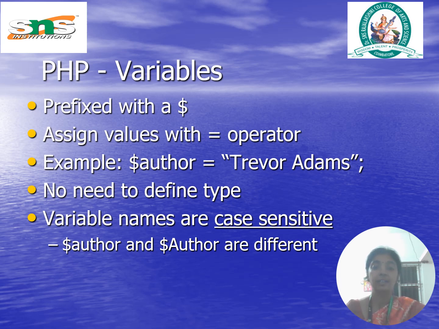Here, the variable names are case sensitive. It will treat uppercase and lowercase differently. The first one is lowercase $author and the second one is uppercase $Author with a $ sign. Both are different.